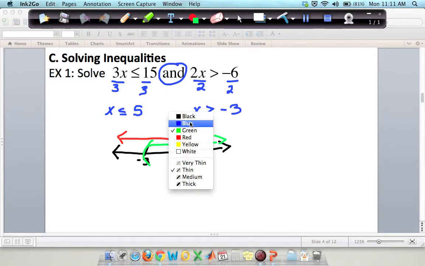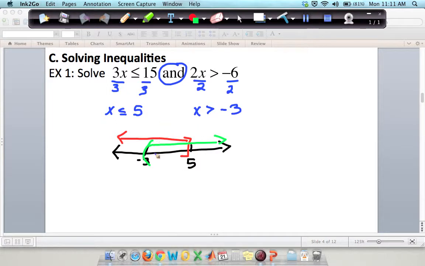Okay, so the solution is where these two graphs, the red and the green, what they have in common. So in this case, it would be from negative 3 over to 5. That's all they have in common. So that's my solution right there in blue. And to write that in interval notation, it would be parentheses, negative 3, 5, bracket.